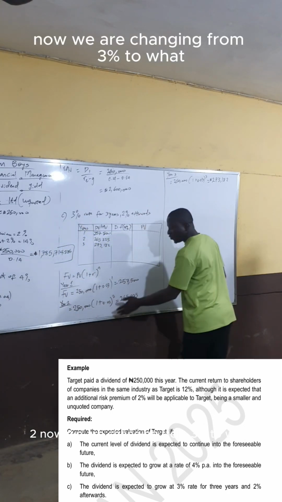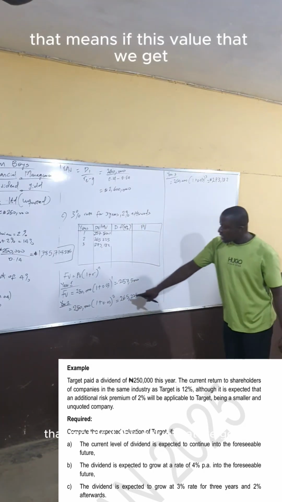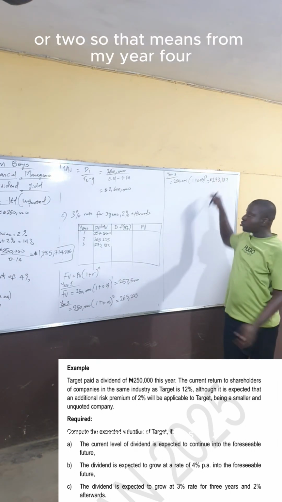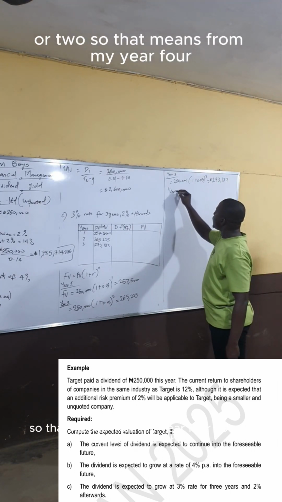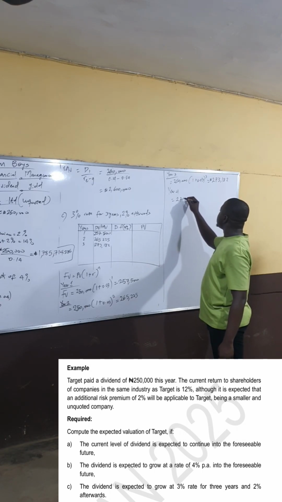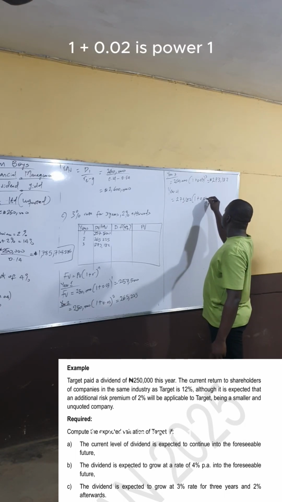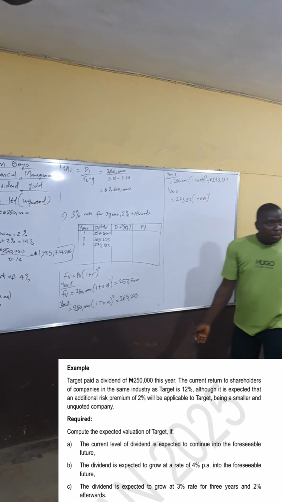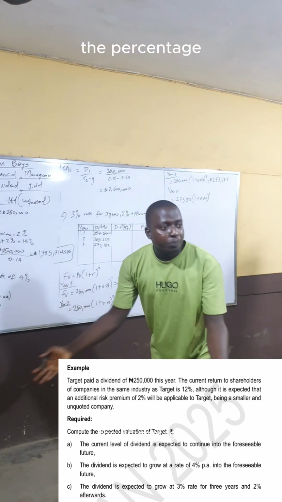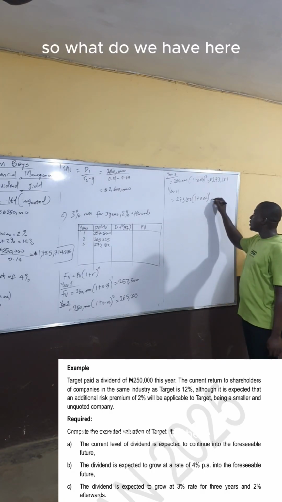Now, we are changing from 3% to 2%. That means we apply 2% on the value that we get. So for my year 4 now, it's going to be 273,182 multiplied by 1 plus 0.02, to the power of 1. Why is this to the power of 1? Because with this, the first year we are changing the percentage. So what do we have here?